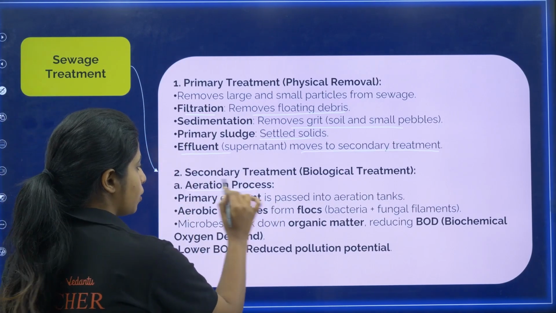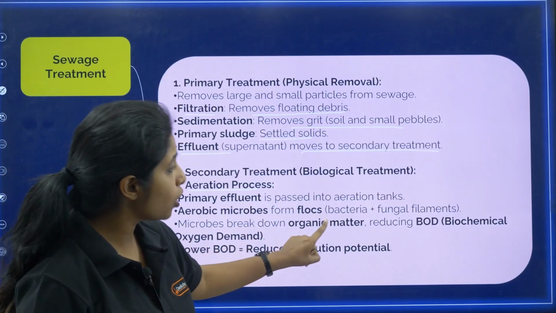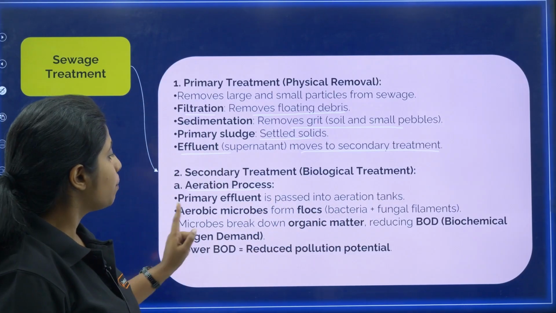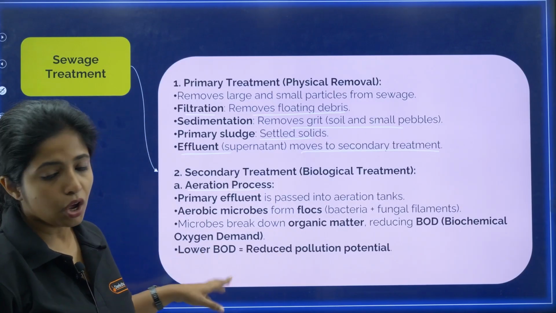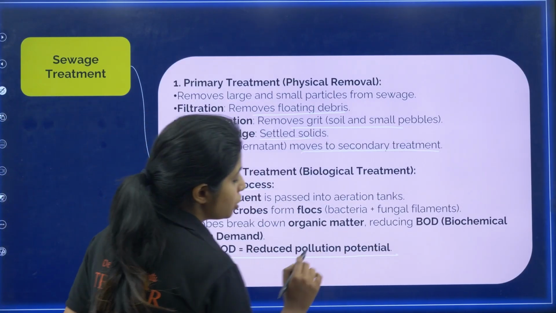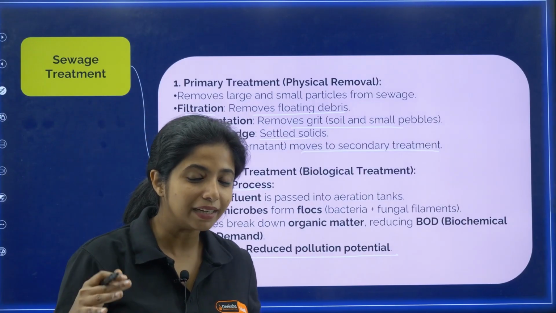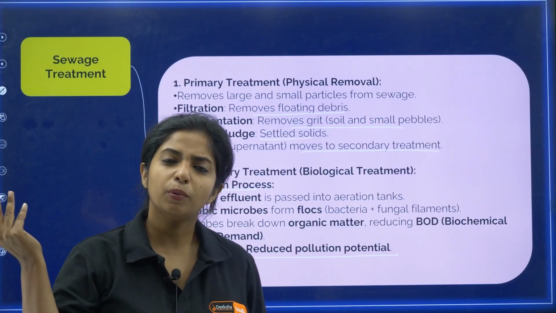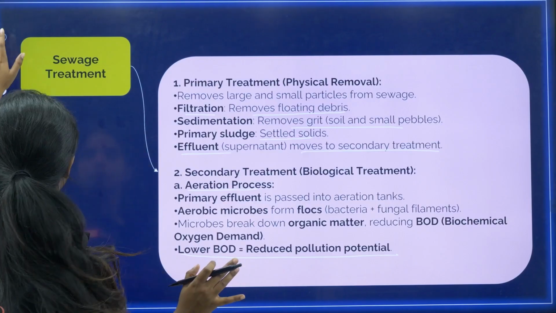First, the aeration process, where the primary effluent is passed into the aeration tank. Aerobic bacteria form flocks, that is bacteria plus fungal filaments. Microbes break down organic matter, reducing the biochemical oxygen demand. Lower BOD means reduced pollution potential. If there is lower BOD, there is less organic matter, and if there is less organic matter, obviously the pollution is less. So lower BOD equals reduced pollution potential.